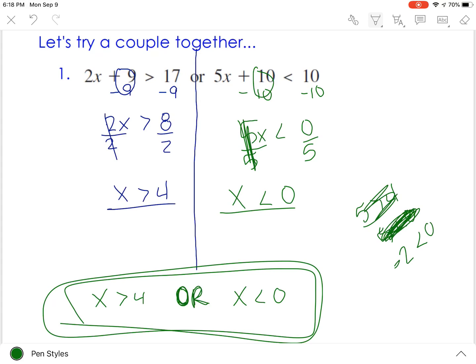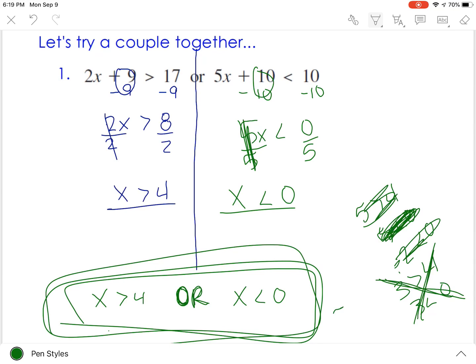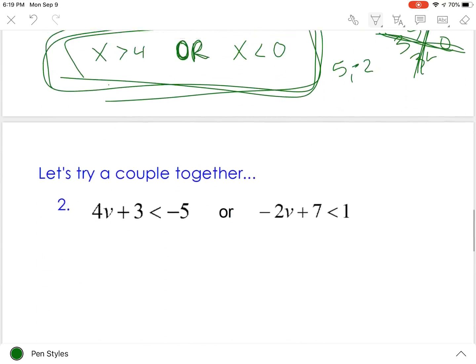-2 is less than 0. It satisfies at least one of these inequalities, so -2 is an answer. Let's see. 3 is not greater than 4, and 3 is not less than 0, so 3 is not an answer. So to be an answer to an OR inequality, it has to satisfy at least one of the two inequalities. Let's try one more.